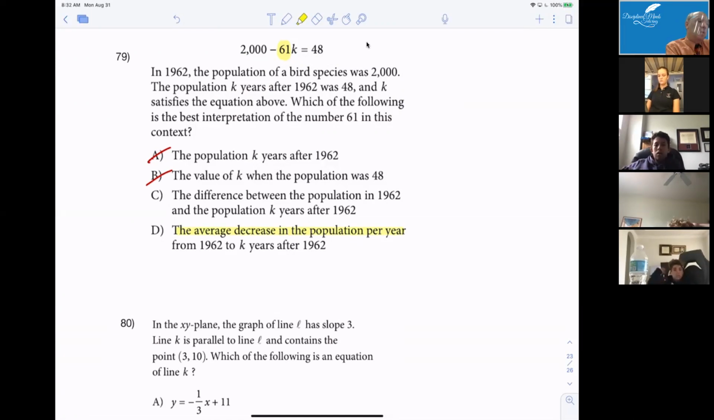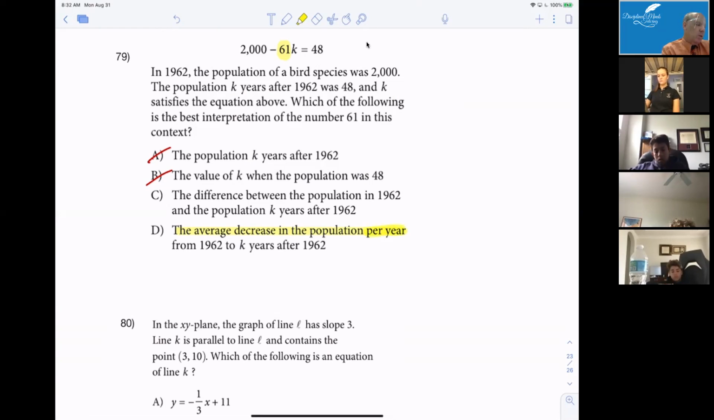So what does this mean? 61 just means it's decreasing by what? 61 every what? Every year. That's what that means. Everybody needs to know that. If you're not sure, you can raise your hand and I can try to show you a little bit better maybe. But that is definitely a slope. The average decrease in population per year, that's a slope.